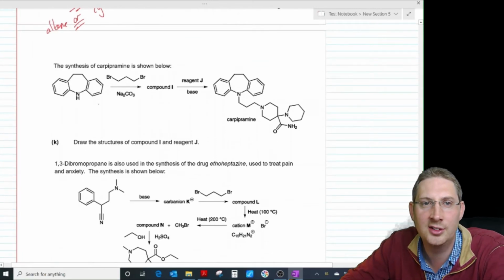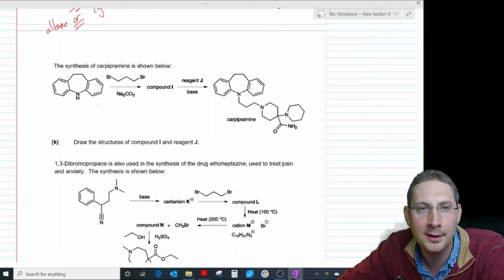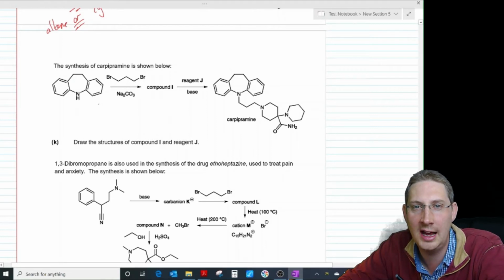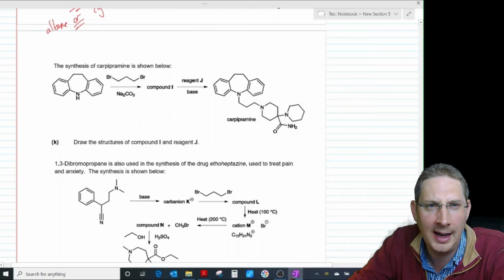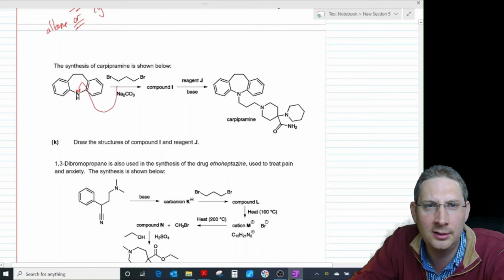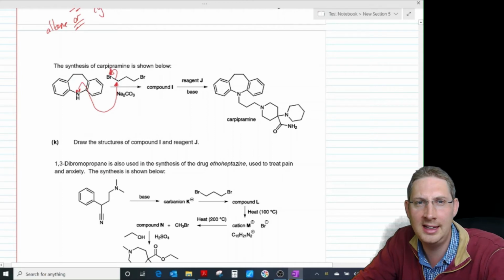The synthesis of carpipramine is shown below. That plus that 1,3-dibromopropane, compound I, reagent J, which is a base. Draw the structures of compound I and reagent J. Okay. Right, I'm presuming what's happening here is that the lone pair on that nitrogen is attacking that carbon and kicking bromine out as a leaving group there.